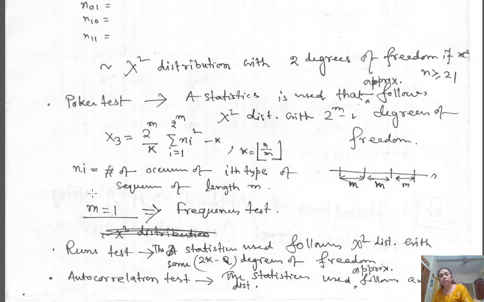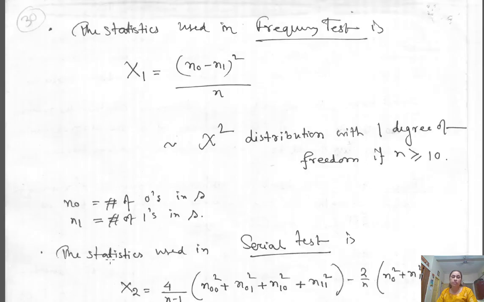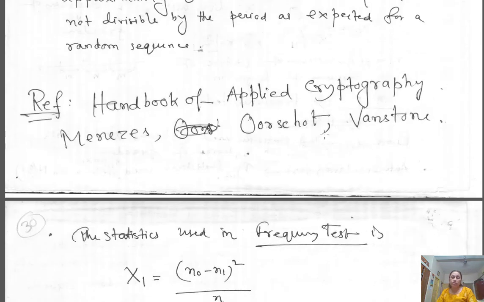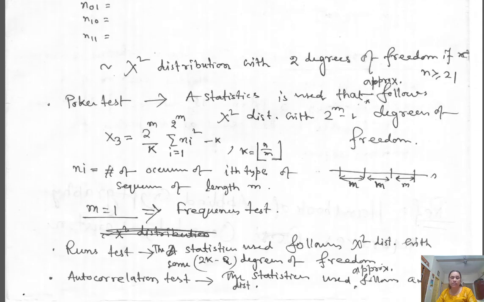If you want to learn more, you can go through the Handbook of Applied Cryptography. All these things are taken from there. These last two statistics I have not written here, meaning the random variables you should define, X4 and X5. You can get them from that book. Okay, so let us stop here.